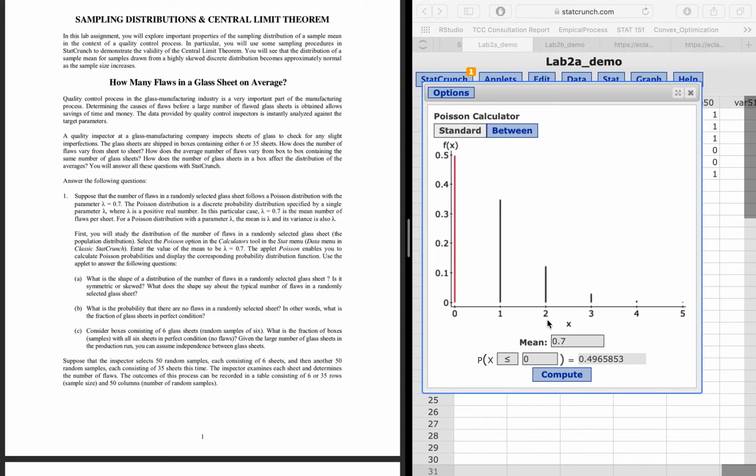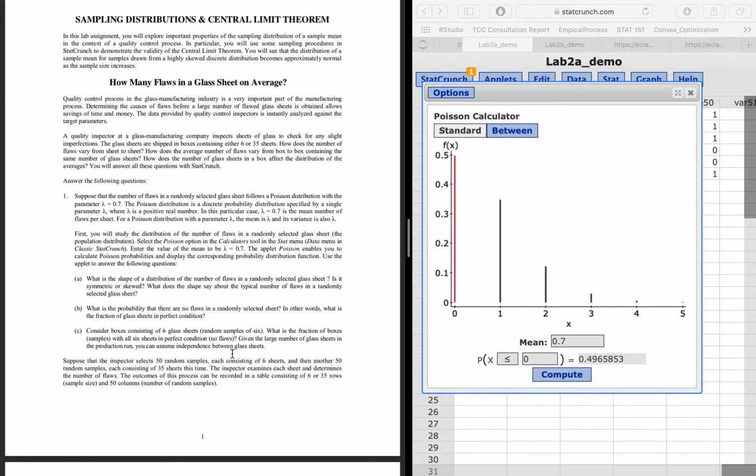Part c says, so this is for one glass sheet, okay? And then c says boxes containing 6 glass sheets. So imagine you have x1 until x6. It asks what's the fraction of boxes with all 6 in perfect condition. We know that the probability of one sheet containing no flaw, P(X = 0), equals about 49.65%, and here it asks, if you have 6 of them, what's the probability that all of them contain no flaw? And you can assume independence.